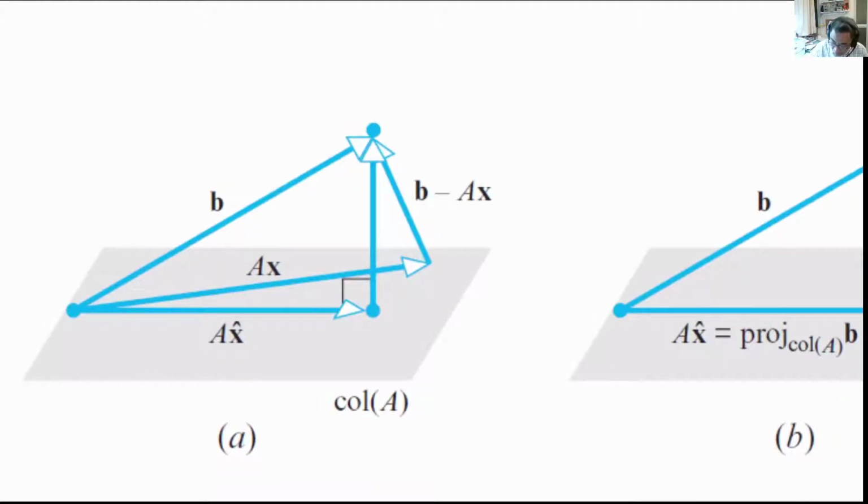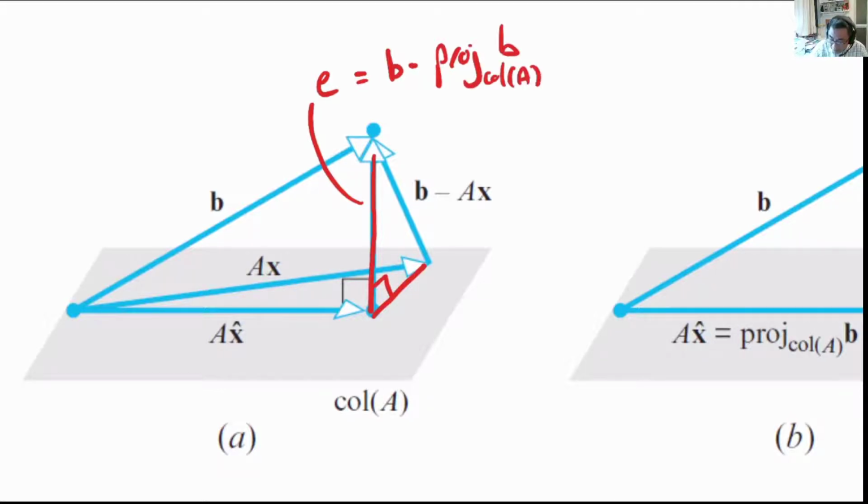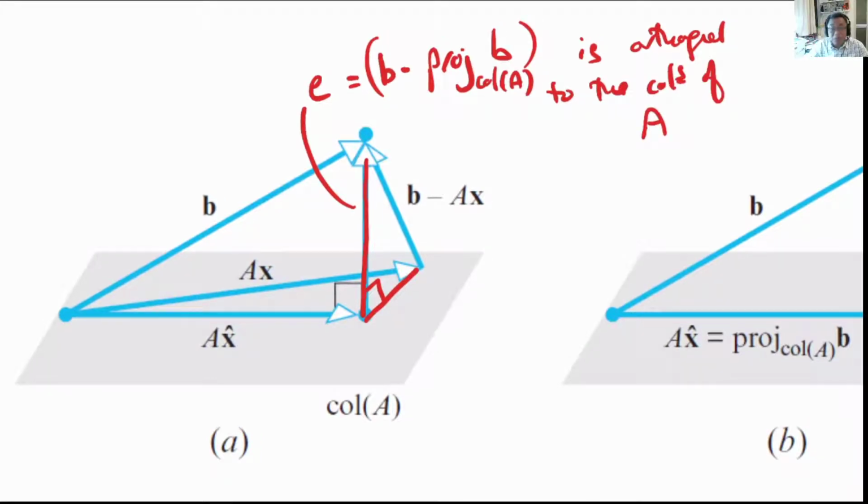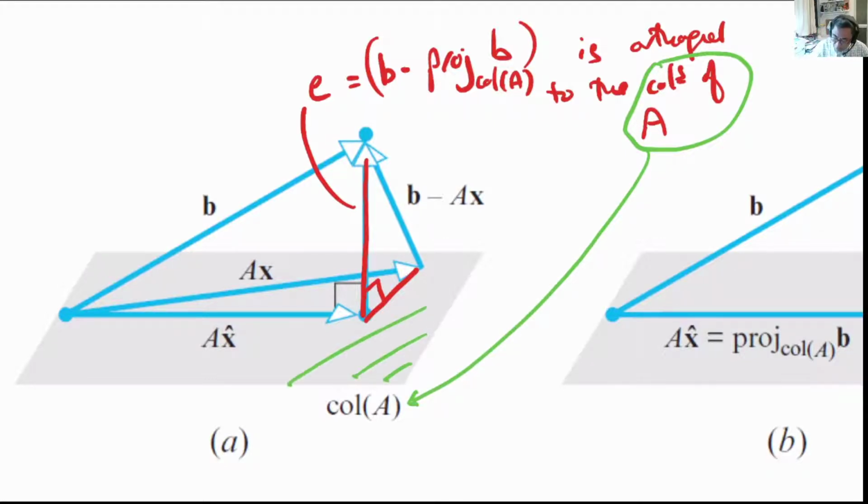This theorem can be understood when we draw a right angle triangle. Remember that the error E, which is equal to B minus projection of B onto the column space of A, is orthogonal to the columns of A. Now the columns of A can be used to form the column space of A, which is this shaded region over here.